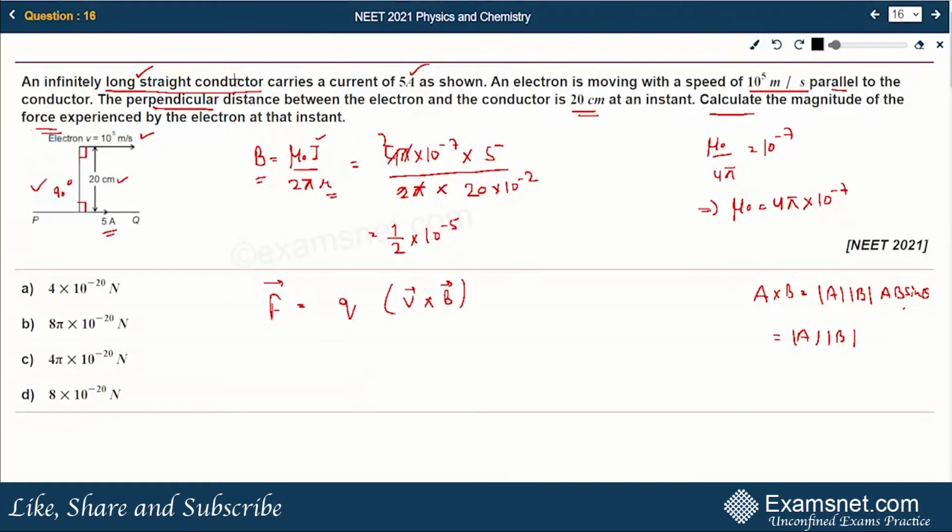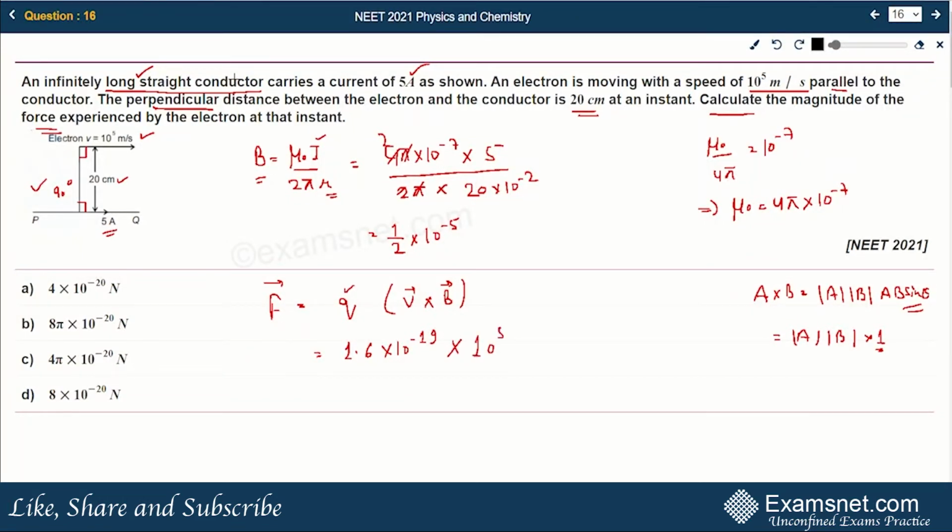Okay, because sine theta, that means sine 90 degree, is 1. So we can write what is Q, that means charge. It is the charge of the electron. So we know that an electron has a charge of 1.6 into 10 to the power minus 19 coulomb. Okay. And then what is the value of speed here? It is 10 to the power 5 meter per second.